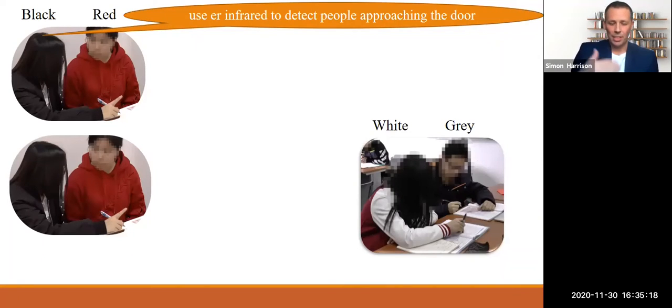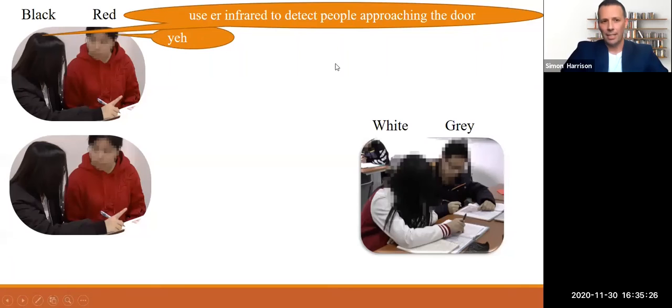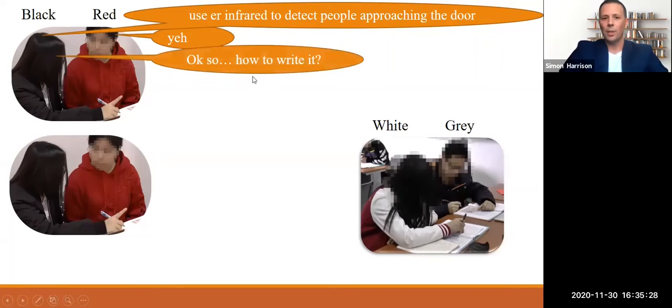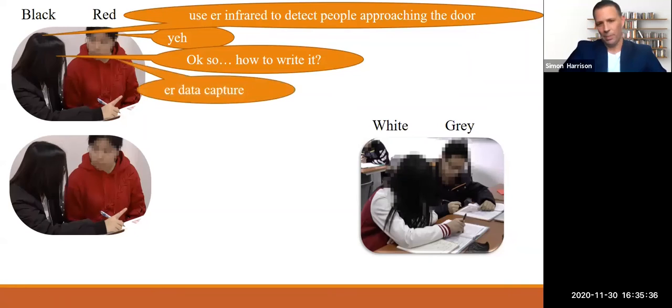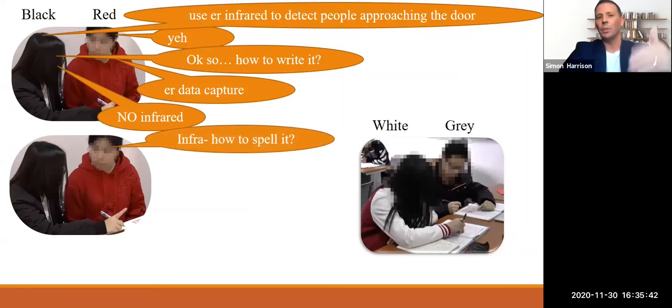Not its pronunciation or its translation into English, but the way it's written. Because as Black now says, use infrared to detect people approaching the door. Red says yes. Okay, so how to write it? And this is another aspect of the word infrared. Her peer mistakenly thinks she's talking about data capture. No, infrared. So she now knows how to use the term, but she doesn't know how to spell it.